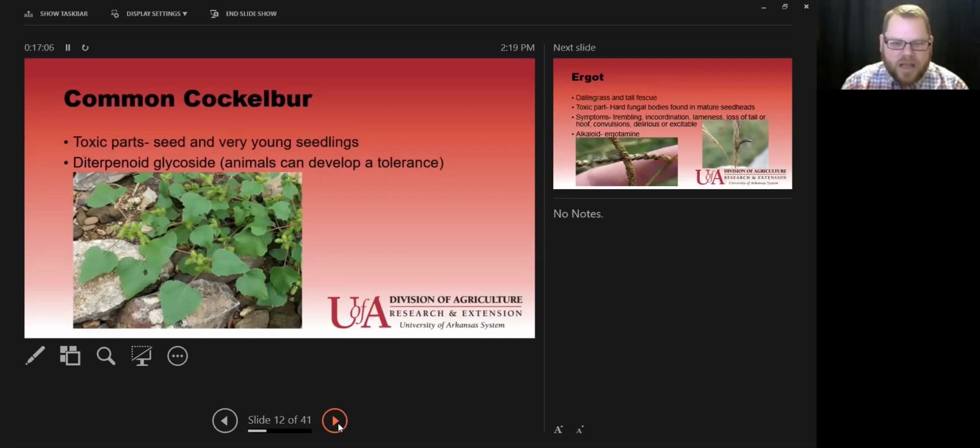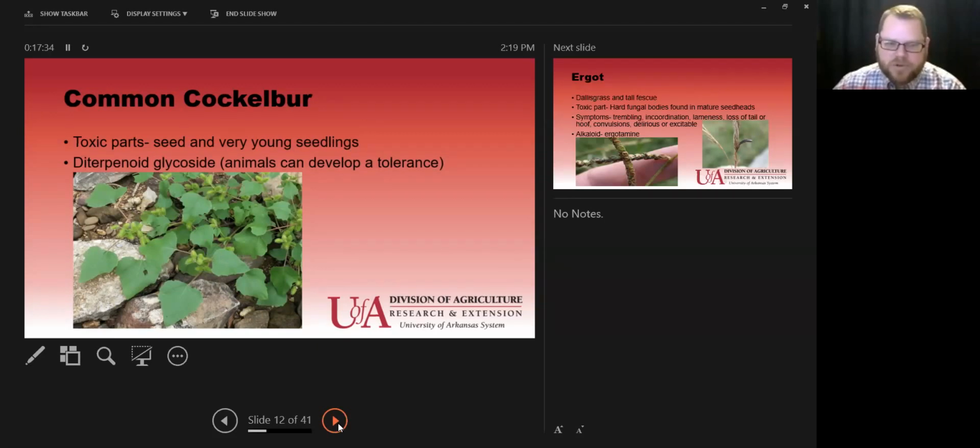Cocklebur, besides just being a nuisance, and in southwest Arkansas in about July or August we start seeing these stuck in tails and they're all over the place, also has some toxic parts. The seed and very young seedlings tend to be the problem with cocklebur. Animals are going to graze these plants when they're young, and it could cause some problems.